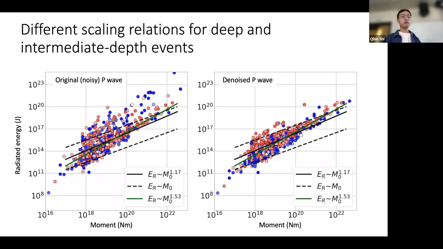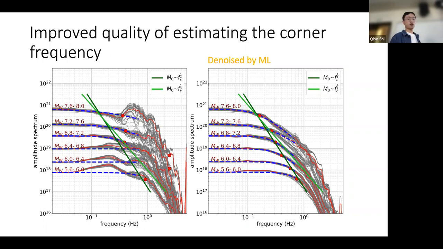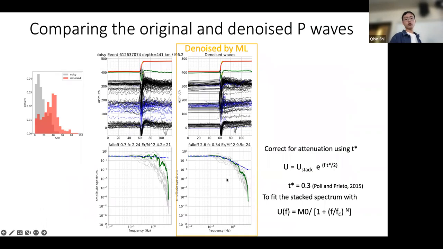And with the denoised waveform, we have a better spectrum, we have a better time series, so that we can estimate the radiation energy for each earthquake. What we do is integrate the spectrum. For example, for this earthquake, we integrate this spectrum and make some corrections for the attenuation, so that we can estimate the radiated energy for this earthquake.